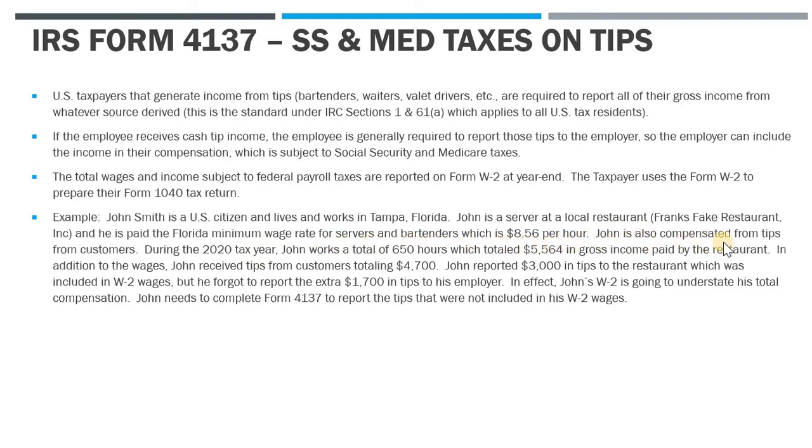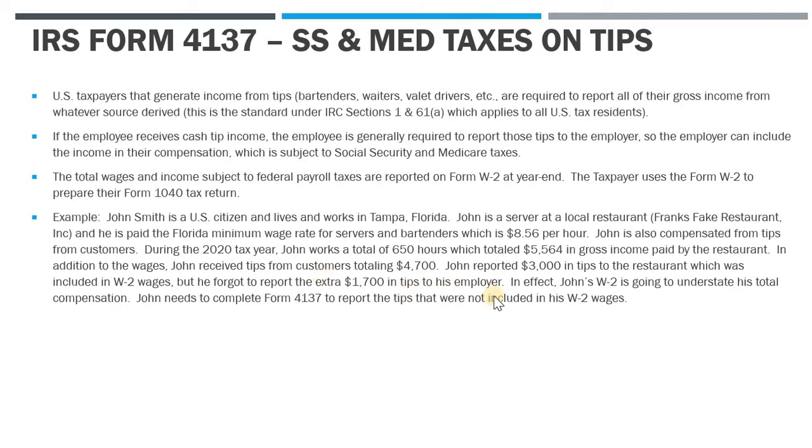Right. So John is also compensated from tips from customers. Okay. So during 2020, he worked 650 hours and was paid $5,564 in gross income. Right. So the 650 times the minimum wage. And then in addition to the wages, John received tips from customers totaling $4,700. But John only managed to report $3,000 in tips to the restaurant. So the $3,000 was included in his W-2 wages. But he effectively forgot to report the extra $1,700 in tips to the employer.